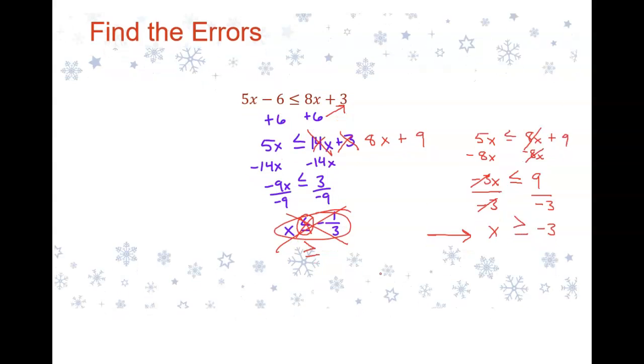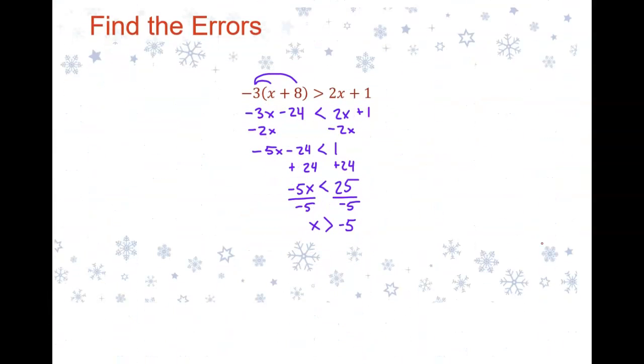All right, we have one more to find the errors. Find the errors on this one. Take a look at it. What do you see? Well, let's see. They started with distribution. This -3 distributes to the x. We get -3x. -3 times 8 is -24. They flipped the sign, though. Did we do anything? No, we just brought these down. 2x plus 1. And we did distribution.